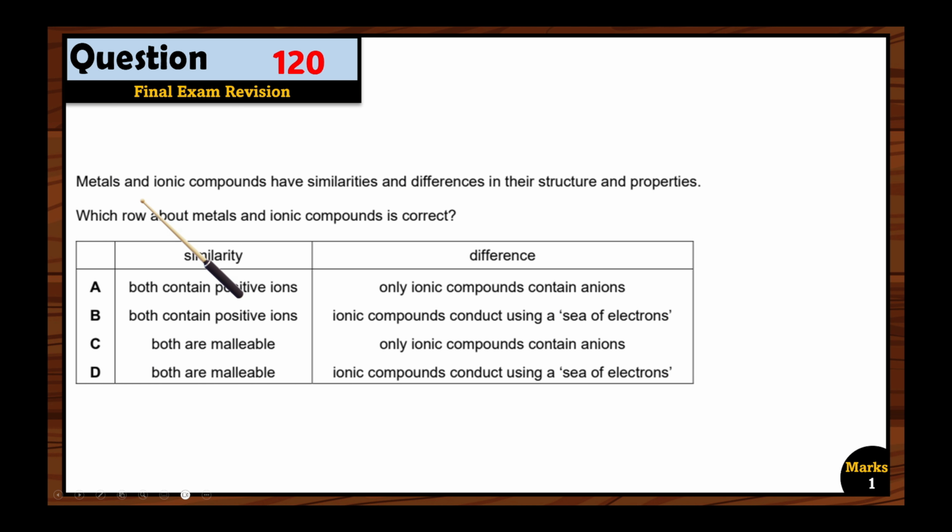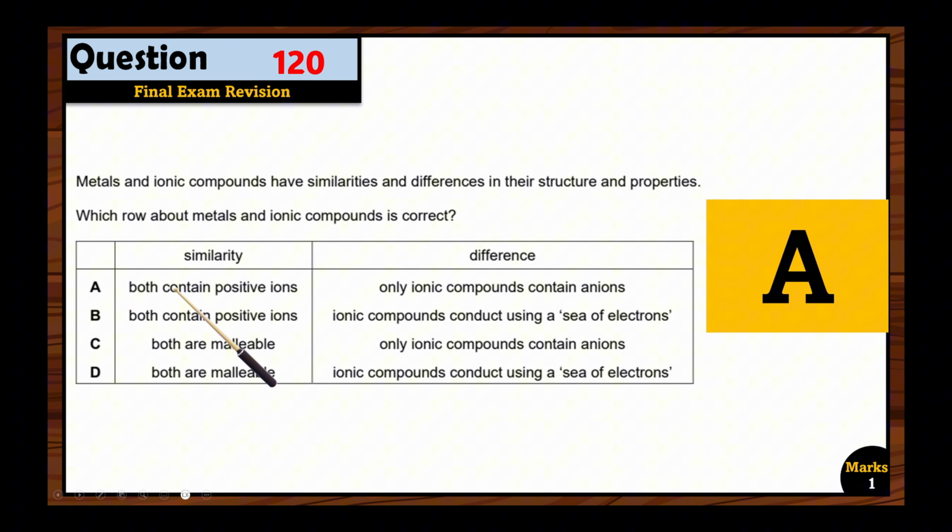Question 120. Metals and ionic compounds have similarities and differences in their structure and properties. Which row about metals and ionic compounds is correct? So now we have to see how metals are different. Similarity: both contain positive ions. Yes, metals also contain positive ions. Ionic compounds also contain positive ions, right? A and B both are right. Let's see C and D. Both are malleable? No, only metals are malleable, but ionic compounds are not, right?